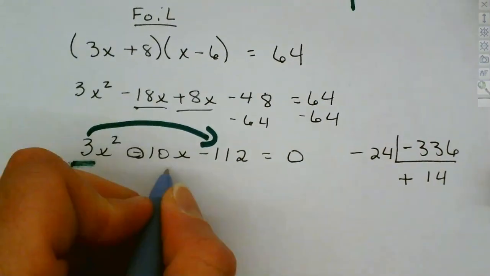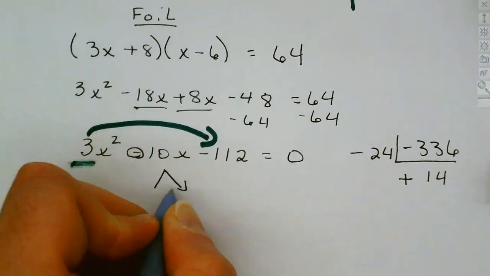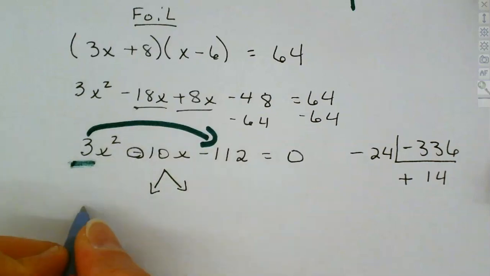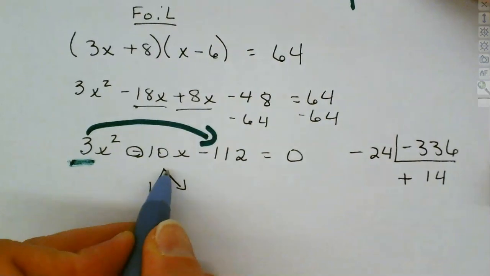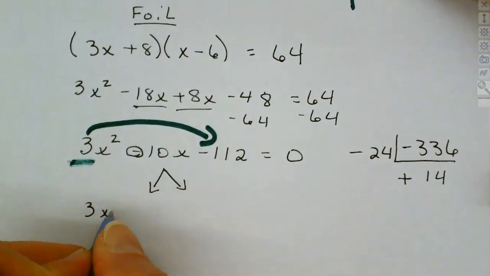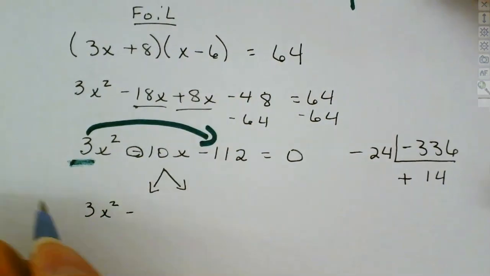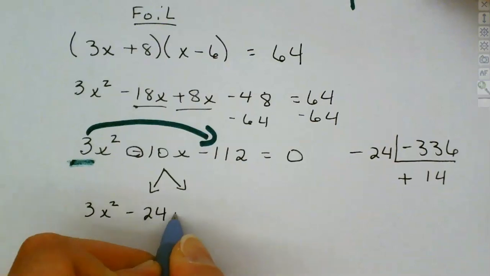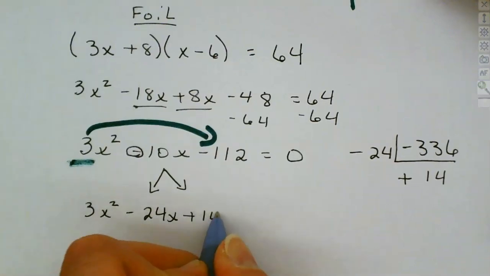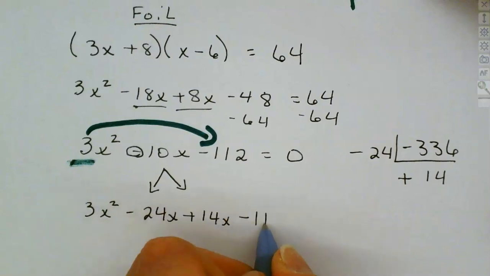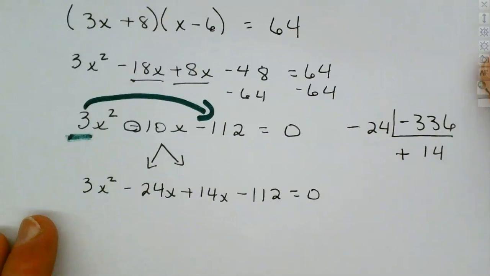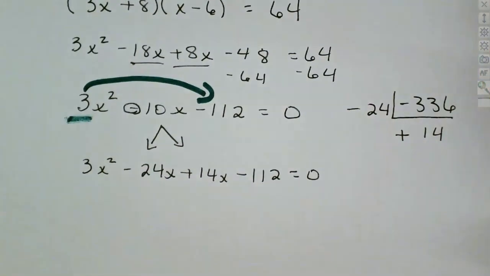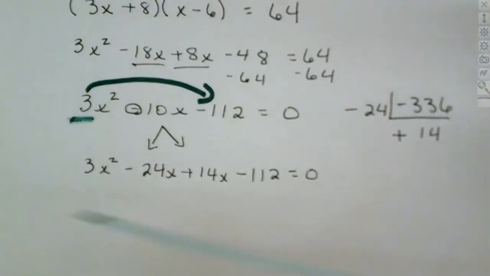So remember factor by grouping. You have to split the middle up. I know we did this back in chapter 1. That minus 10x, we have to split that up. So now we have a 3x squared, a minus 24x, a 14x, and a minus 112 equals 0. Almost finished here. What do we need to do next?